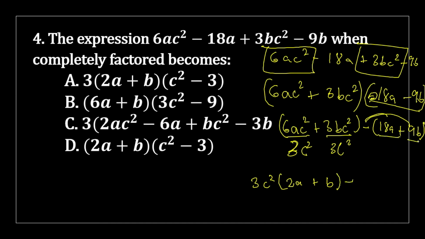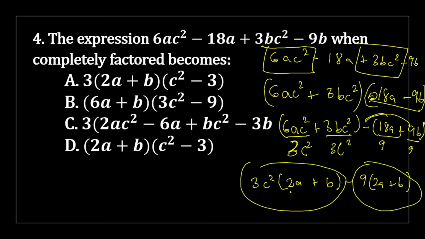In this case, this one is divisible by 9. So we have 9. Then 18 divided by 9 is 2a, plus 9b divided by 9 is b. Now, as you can see, if we consider these two as monomials, they have a common factor of 3 and 2a plus b. So 3 times 2a plus b.